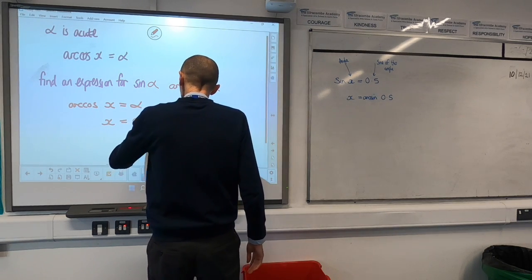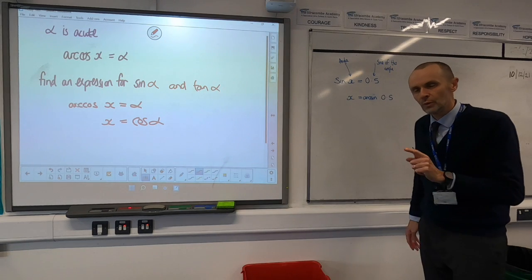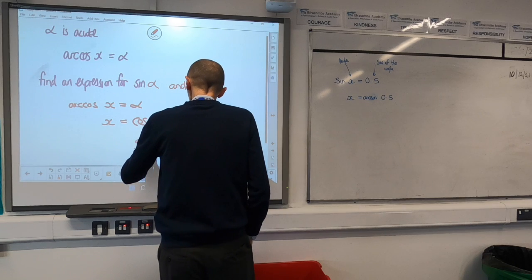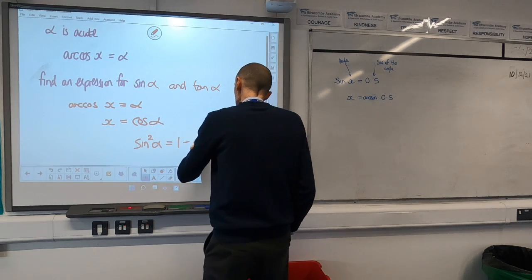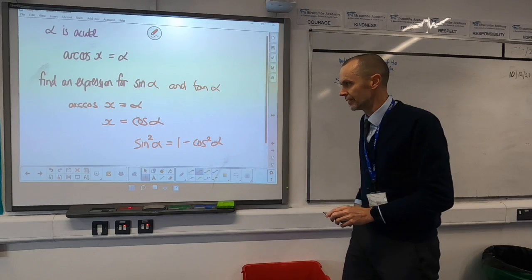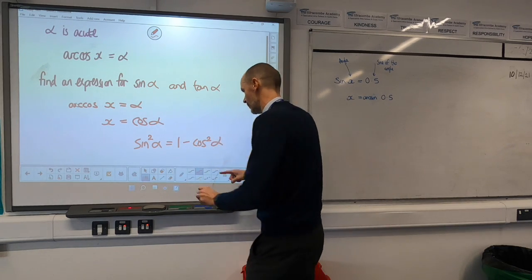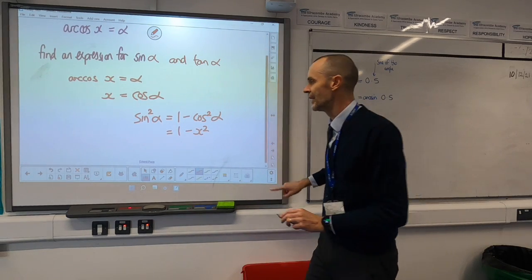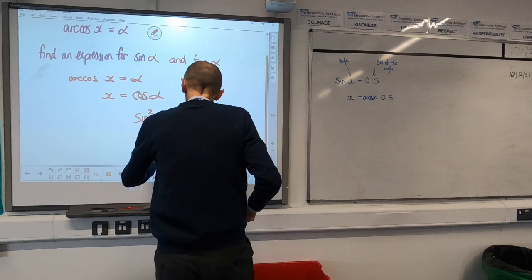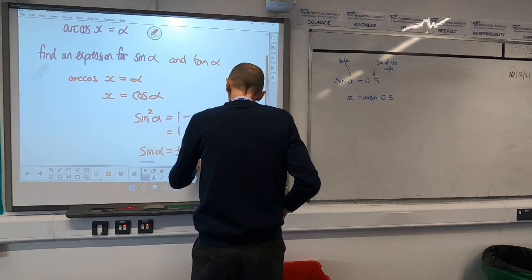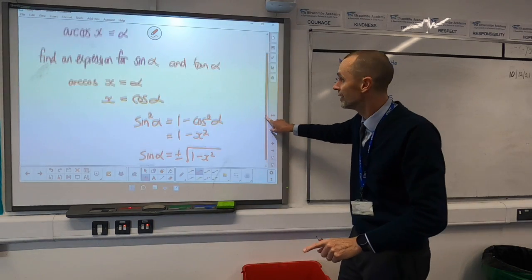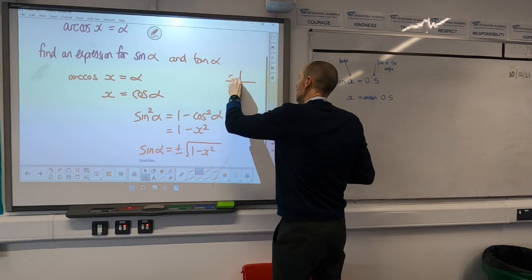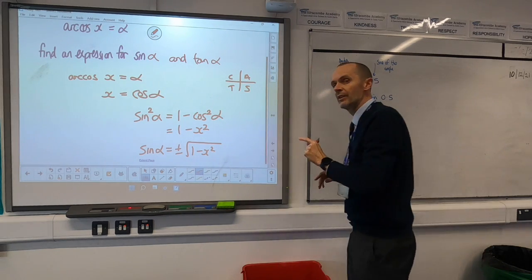Cos both sides. If I know what cos alpha is and I want to work out what sine alpha is, I use the fact that sine squared is 1 minus cos squared. Cos alpha is x, so cos squared alpha will be x squared. And that means that sine alpha is plus or minus the square root of 1 minus x squared, except alpha is acute. Between 0 and 90, I know that all three, sine, cos and tan, are all positive.